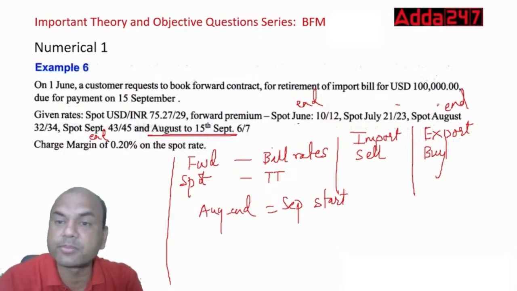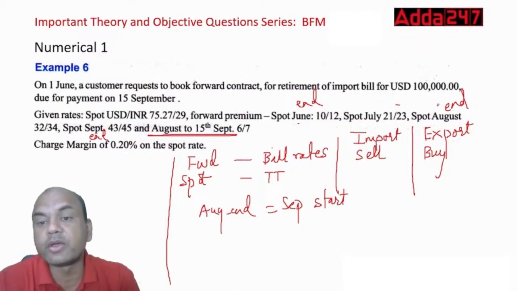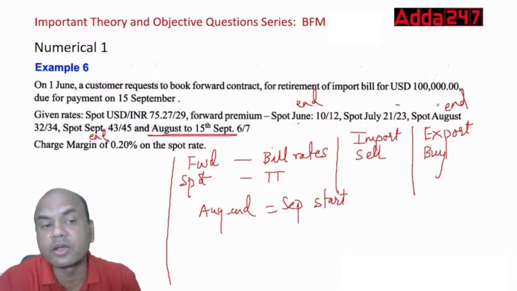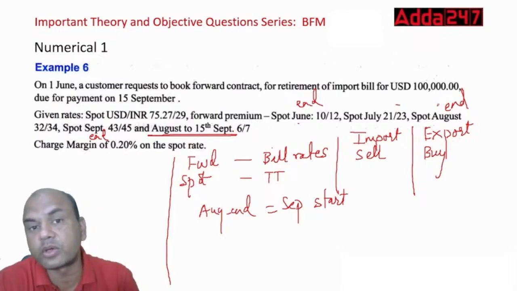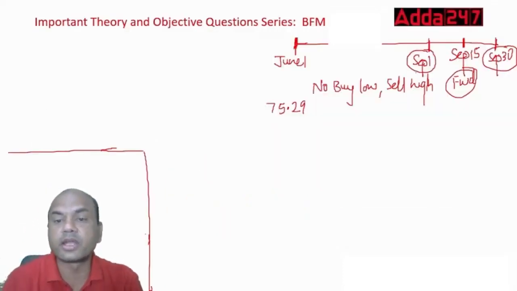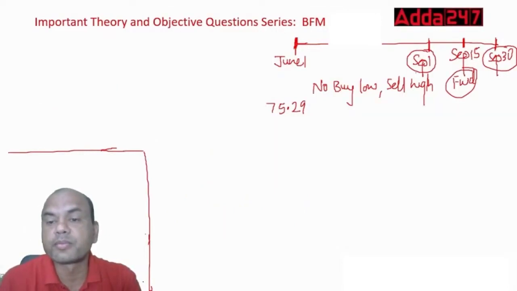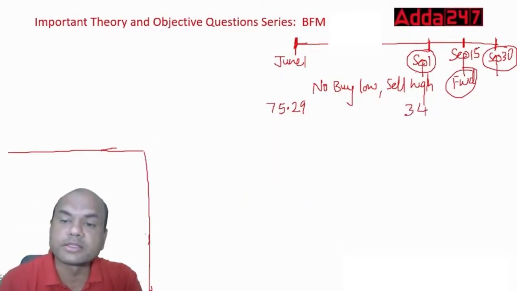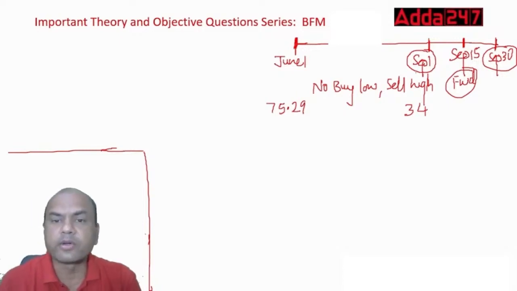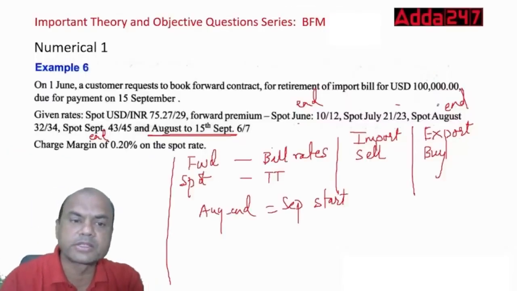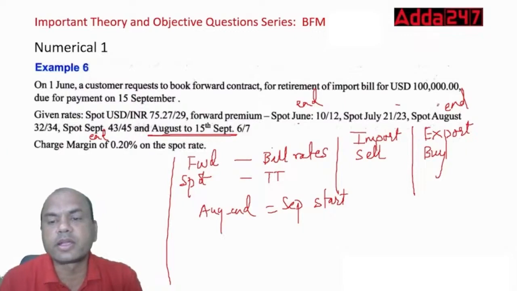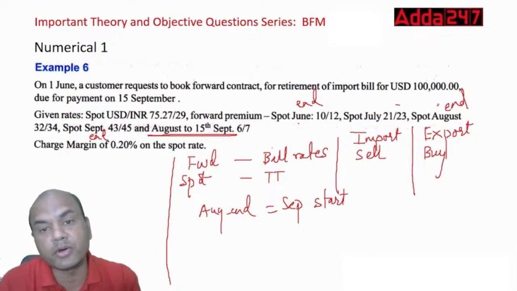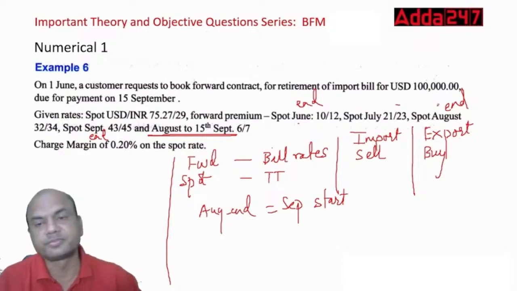So I want it for September 1 now. So that will be the August end rate. So I'll be taking 32, 34. Which one will I take? 32 or 34? I'll take 34, right? So this is 34. Now tell me whether the currency is in premium or discount over here. Everyone, type in the comment section. 10, 12, 21, 23, 32, 34. So is the currency in premium or in discount? What do you say?